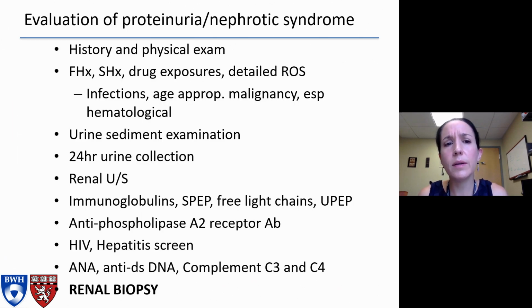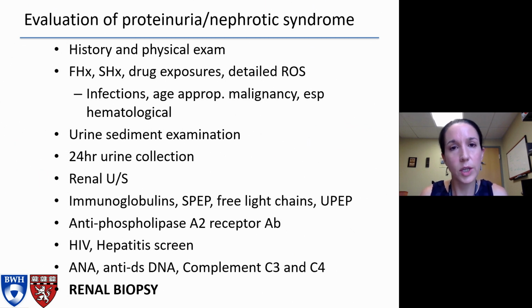So to evaluate patients with proteinuria or nephrotic syndrome, obviously we start with the history and physical exam. You need to do a detailed history in terms of family, social history, drug exposure. And the things that you were thinking about are infections and age-appropriate malignancies, and in particular hematological malignancies, because there are a number of light chain associated diseases, and membranous nephropathy can all be associated with hematological abnormalities.